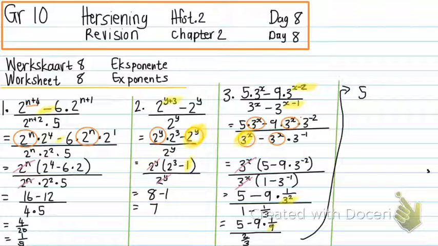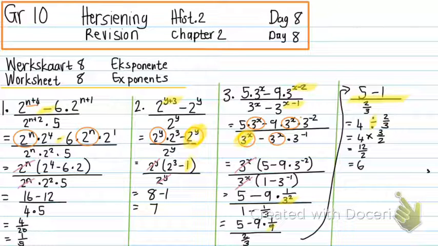Now, 9 times 1 over 9 is 1, so it's 5 minus 1 divided by 2/3. 5 minus 1 is 4 divided by 2/3, so I change that fraction line to a division sign. Now I have division of fractions. To divide with fractions, I do tip and times, so it's 4 times 3 over 2. That's 12 over 2, and that gives me 6.